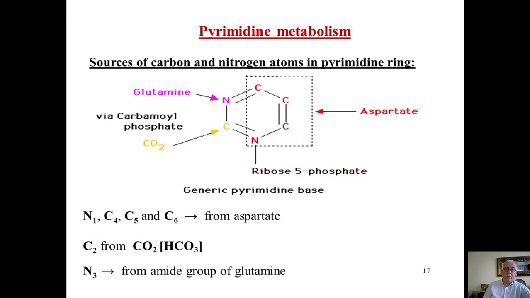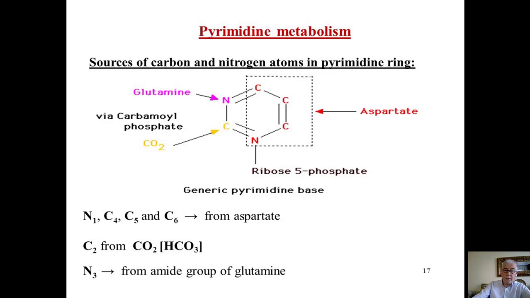We cannot use glycine for pyrimidine metabolism. When you look at this picture, nitrogen 1, carbon 4, carbon 5, and carbon 6 atoms come from aspartic acid, and carbon 2 in the ring system comes from carbon dioxide, and the third nitrogen, number 3, comes from the amide group of glutamine.